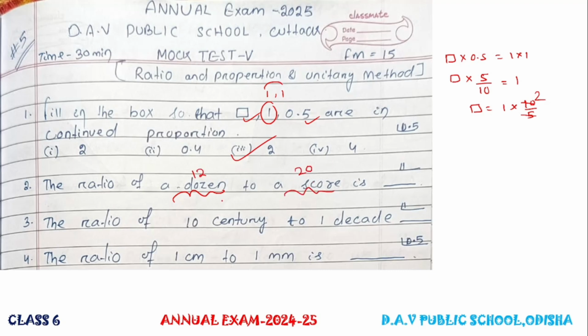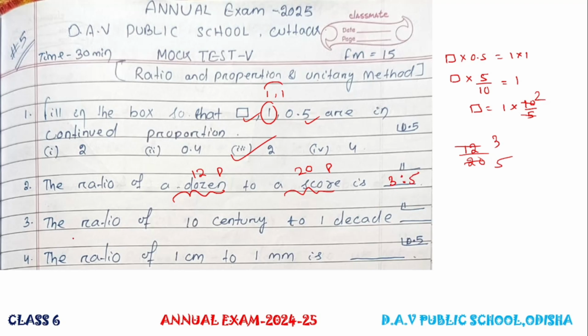Next, the ratio of a dozen, which means 12 pieces, and a score, which is 20 pieces. Because a ratio is always calculated on the same kind, first of all we convert them to the same unit, that is pieces. That is 12 pieces, here is 20 pieces. Now convert: 12 divided by 20. 4 threes are 12, 4 fives are 20. So 3 is to 5. So the answer is 3 is to 5.